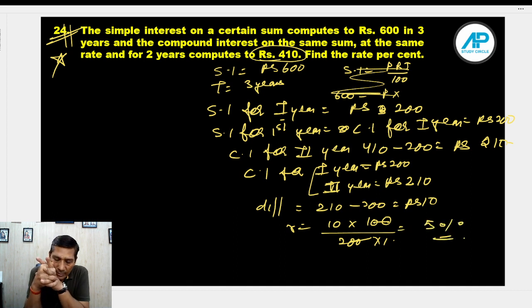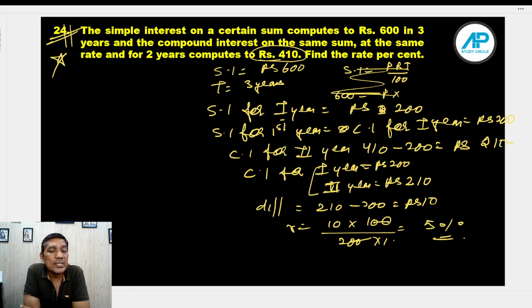A very good question. Please mark this question important for you and understand the concept of the question. I am repeating once again. हर साल का सिंपल इंटरेस्ट बराबर होता है. अगर आपको 3 इयर्स का SI गिवन है, मतलब कि फर्स्ट ईयर का SI रुपीज 200 हो गया. फर्स्ट ईयर का SI एंड फर्स्ट ईयर का CI भी आपस में सेम होता है. सो फर्स्ट ईयर का कंपाउंड इंटरेस्ट भी रुपीज 200 हो गया.